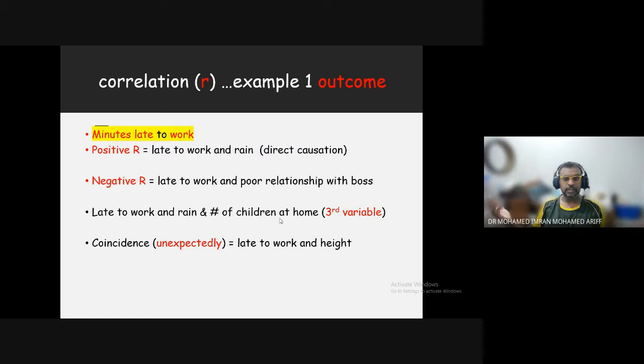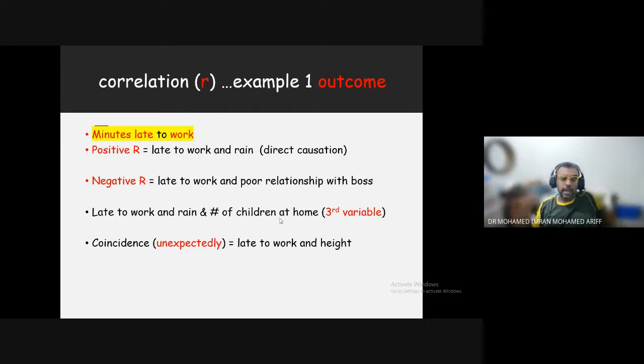So there is a positive. Okay. Negative is late to work and poor relationship with your boss. Ada dua lagi. Maksud dia late to work, dah lah you late to work, poor relationship with the boss and hujan. That is negative kat situ. Okay. Third variable, yang ni yang tadi kata third variable tu.